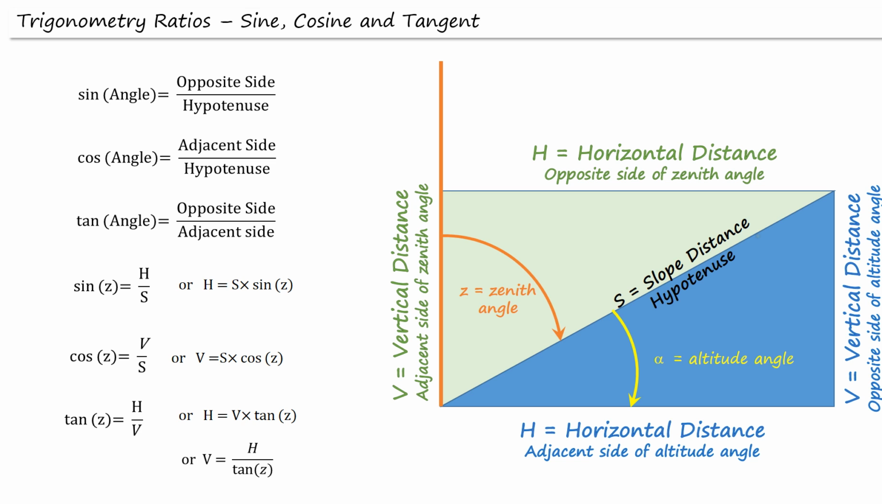The tangent of the zenith angle is going to be the horizontal distance over the vertical distance. Rewriting this, we can say the horizontal distance is the vertical distance times the tangent of the zenith angle, or we can solve for the vertical distance, which is equal to the horizontal distance divided by the tangent of the zenith angle.